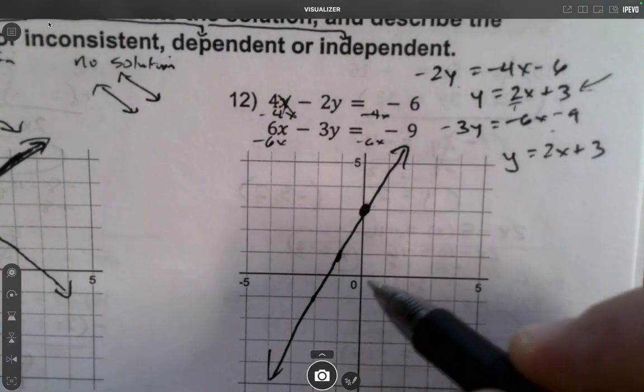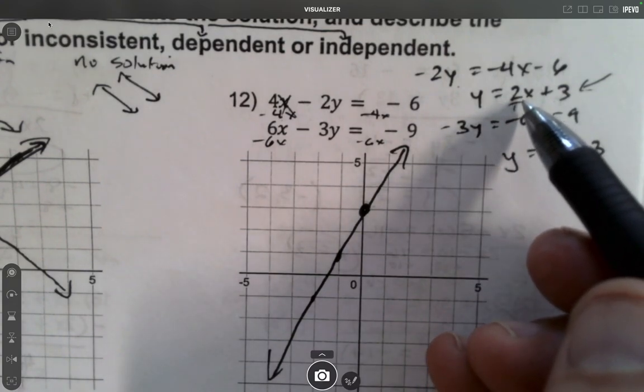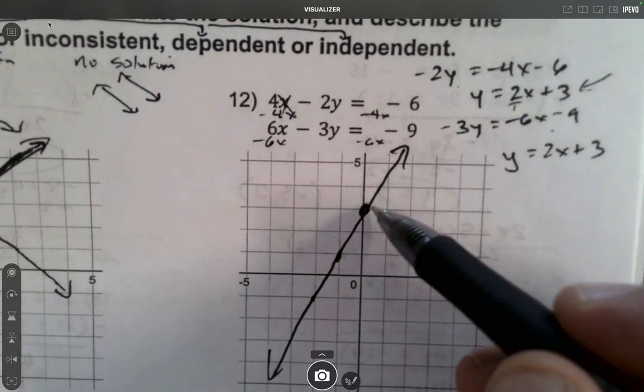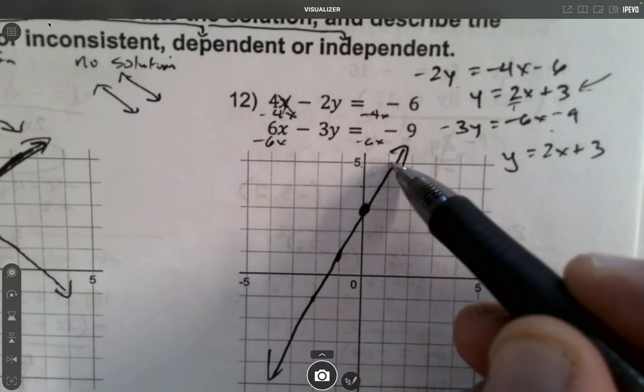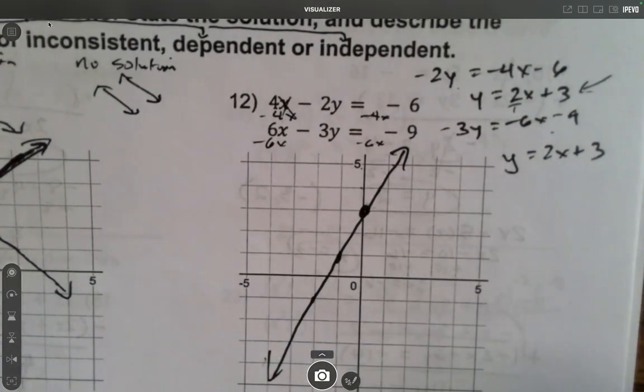The y-intercept is 3, 1, 2, 3. The slope is 2, which we can write as 2 over 1. So we go up 2 over 1. So you draw a line through those 2 points, and we have that.